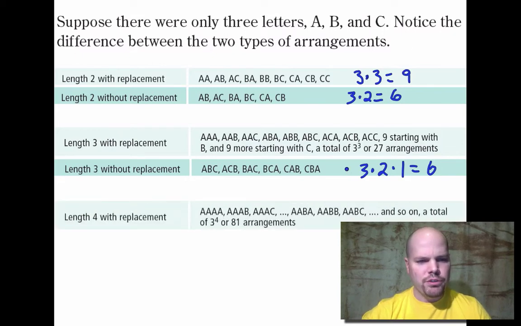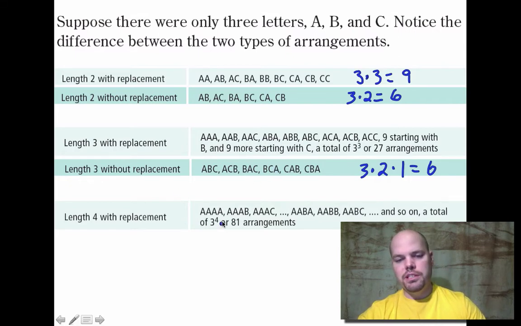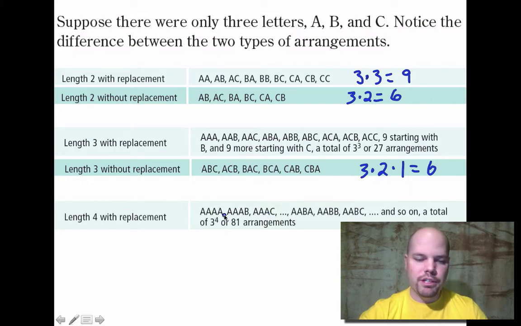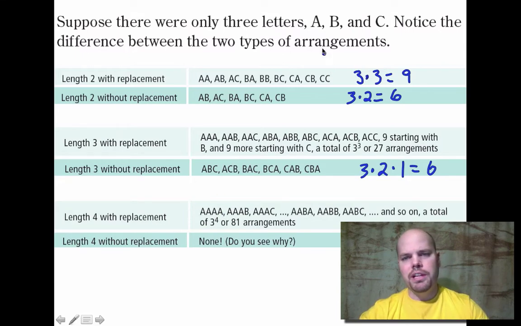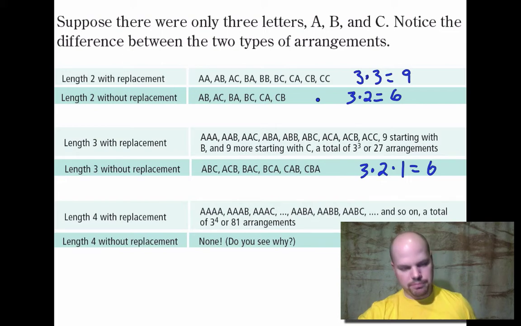So let's say a length 4 with replacement. That would be 3 to the 4th power, so 81 different arrangements. If we listed them out, it would take a while. What about length 4 without replacement? There's none. It's not possible, because you only have 3 letters, A, B, and C, and you need a length of 4. So to get that 4th one, it would have to repeat. We can't repeat it because there's no replacement, so that's not possible.